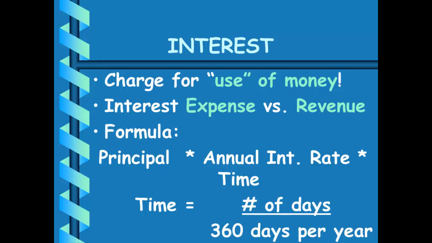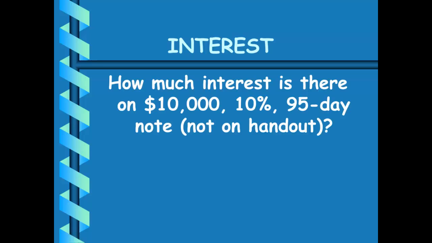You say, well, wait, there are 365 days in a year. I know. It's a banking convention to use a 360-day year is all I can tell you. So we're going to use a 360-day year. Principal times rate times number of days divided by 360. And the last part of that formula gets it down to whatever portion of a year it is I'm calculating interest for.